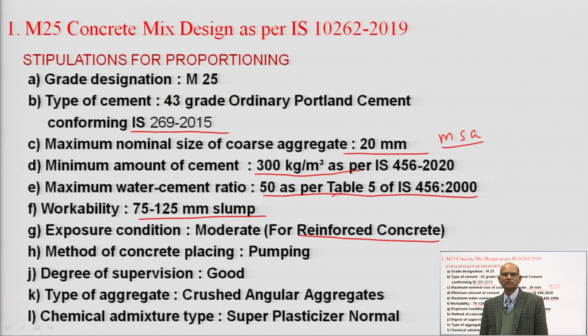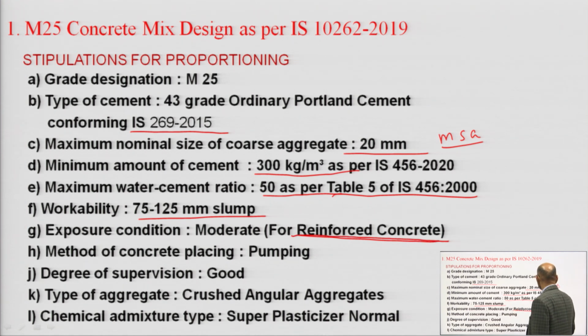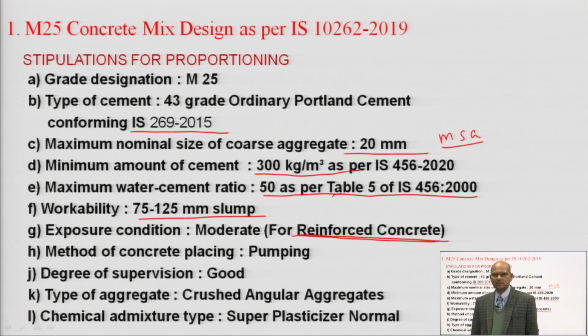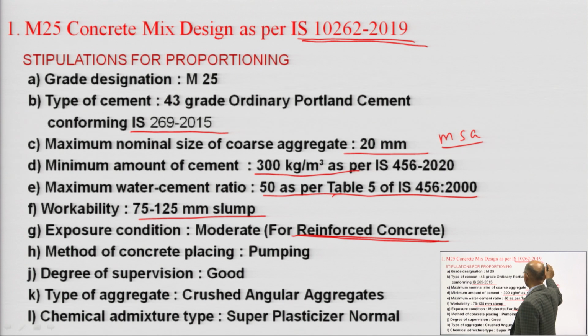So, plain cement concrete has a different amount of cement and water-cement ratio specification than reinforced cement concrete. This is given in Table 5 of IS 456. So, we have to refer to IS 456 also, apart from referring to the IS 10262:2019 code. Okay. Then we have degree of supervision.